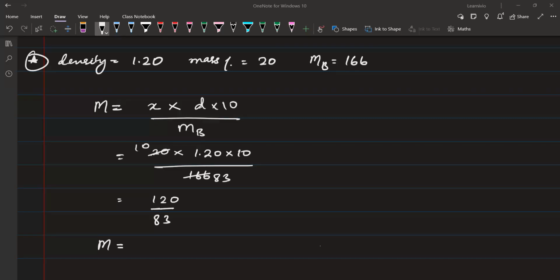Yes, guys, you're getting it correct. If you get one more digit, then it will be 1.45, but that's fine. 1.44. The unit is going to be moles per liter.